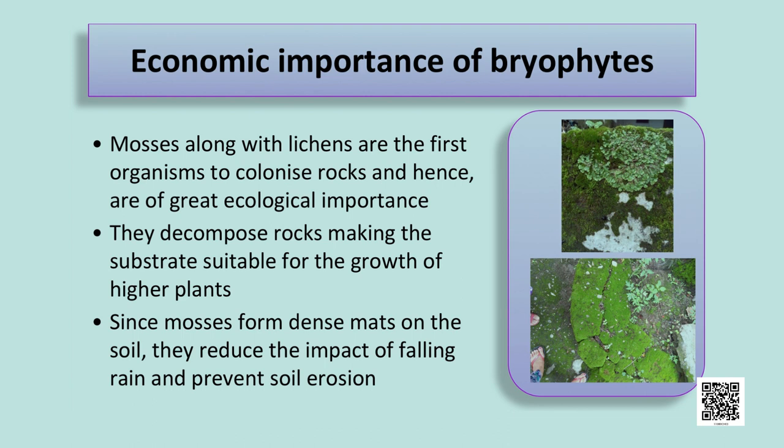In this picture, you can see both moss and liverworts growing on a rock wall. Mosses form dense mats on the soil. This reduces the impact of rain, thus preventing soil erosion.